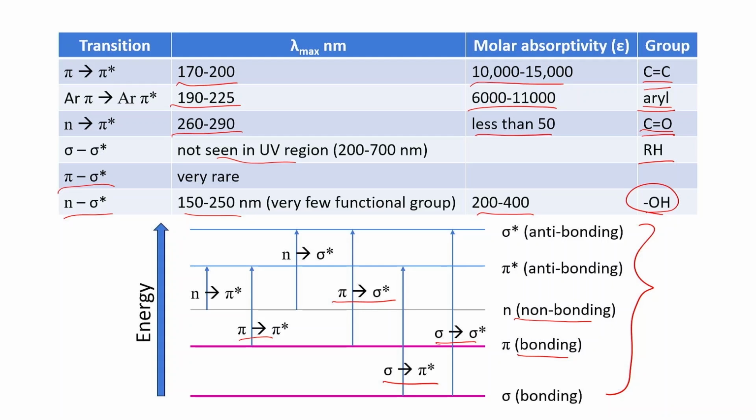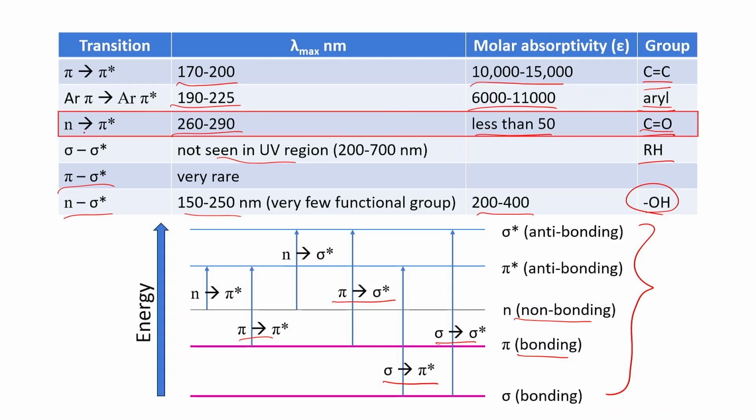So from the value which is given as lambda max 279, we can say that that particular transition is due to n to pi star transition, which is shown by carbonyl groups or C double bond O.